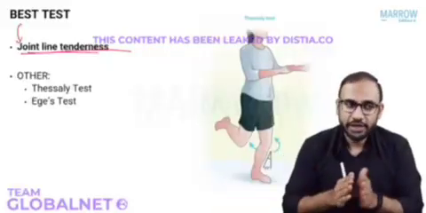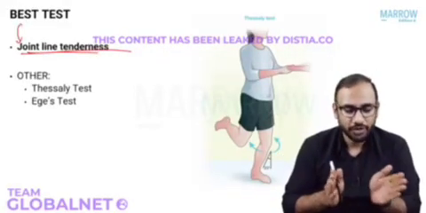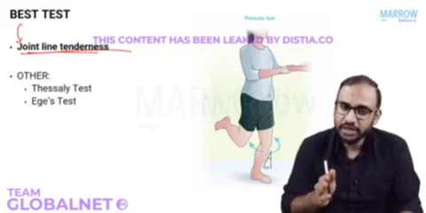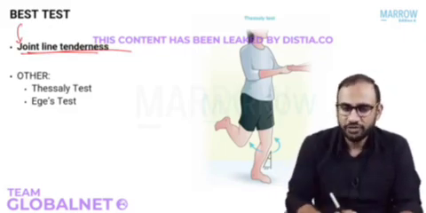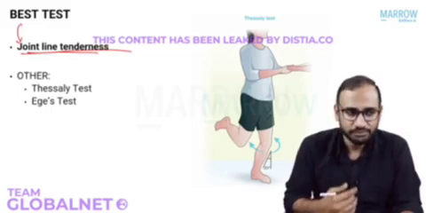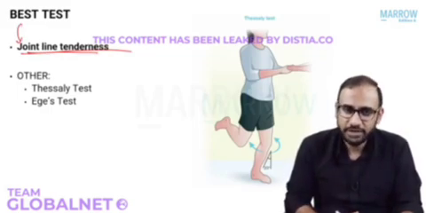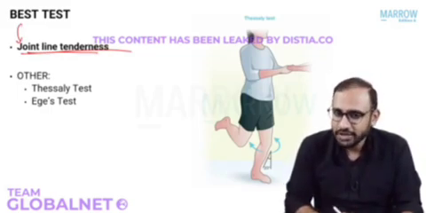So we have talked about the clinical test for collaterals. We've talked about the clinical test for meniscus. What about the clinical test for cruciate? What is the provocative test for cruciate? What is the action of cruciate? Sagittal plane stability, right? So you provoke the symptoms in sagittal plane.